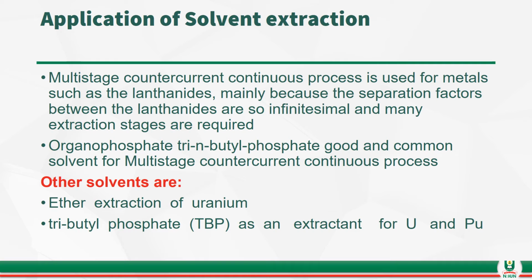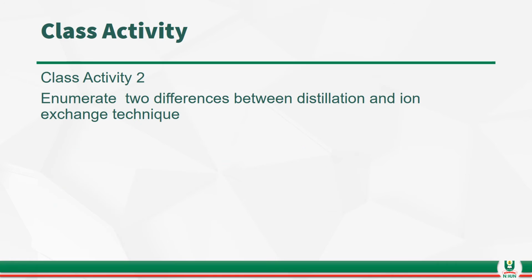Other solvents that have been used, and are still being used, and have also proved to be good are ether in extraction of uranium, and tributyl phosphate as an extractant for uranium and palladium.